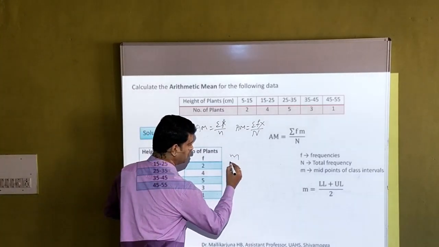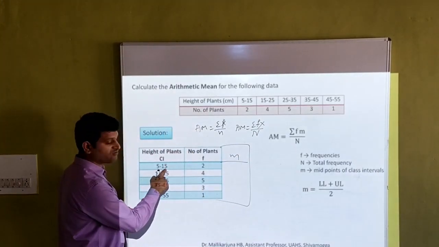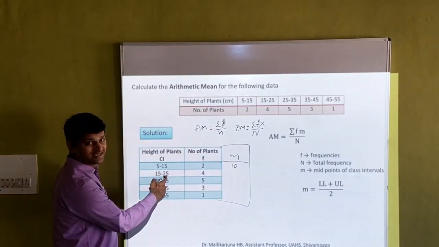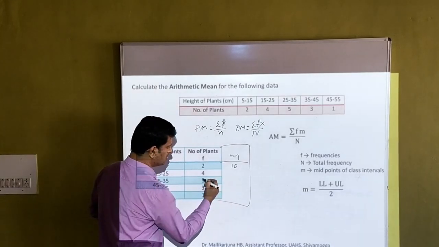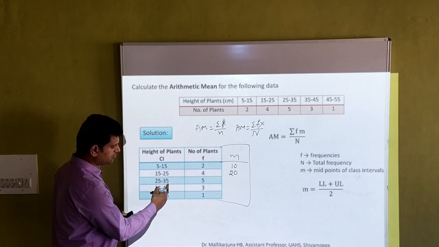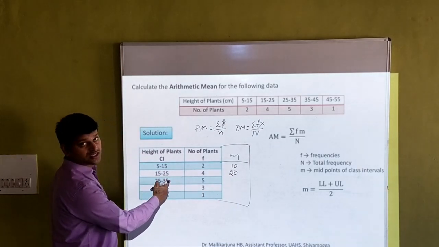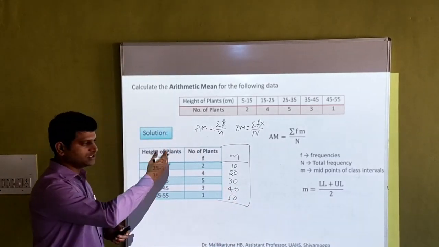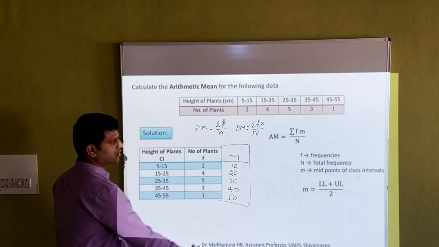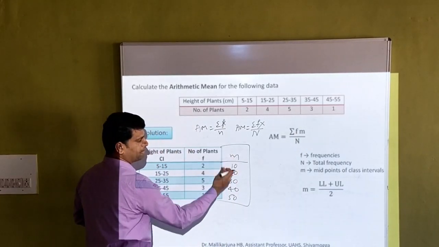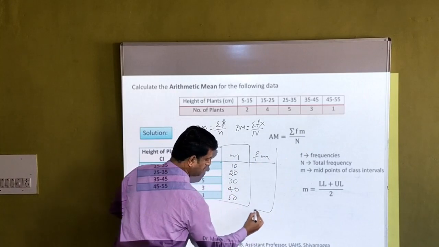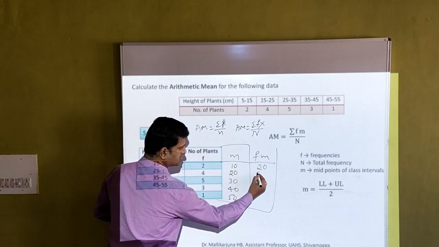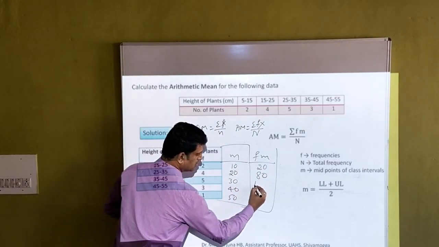So midpoint here: 5 plus 15 is 20, 20 by 2 is 10. 15 plus 25 is 40, 40 by 2 is 20. Like this, 25 plus 35 is 60, 60 by 2 is 30. Like 30, 40, 50. In this way, we get the midpoints here. Then the product of f and m: 2 into 10 is 20, 4 into 20 is 80, 5 into 30 is 150.